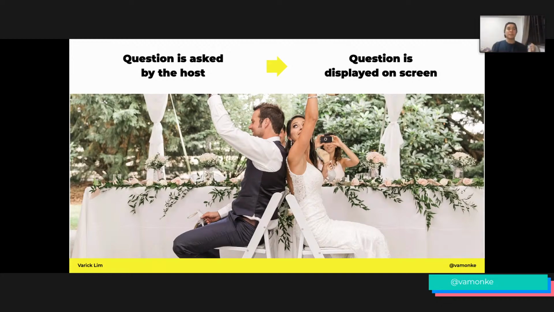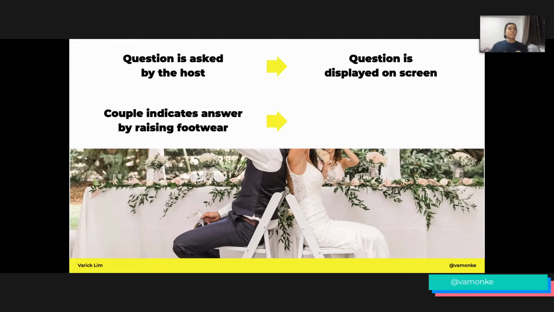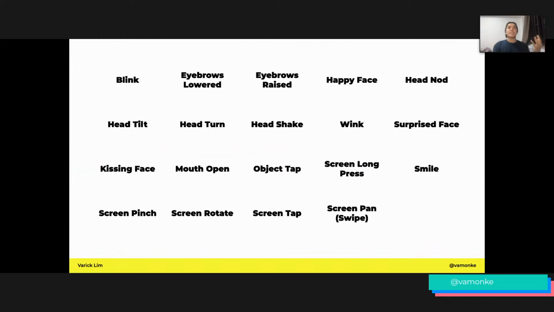The next part is a bit more tricky, which is that in the wedding game, the couple indicates the answer by raising their footwear. So once again, they ask a question, then they'll say heel for the bride or shoe for the groom. This part is interesting because for this step, the game requires user input, which means that when we design our game, we will need user interaction in order to know what the players have selected. So to do that, we have to look at what user interactions Spark provides us with.